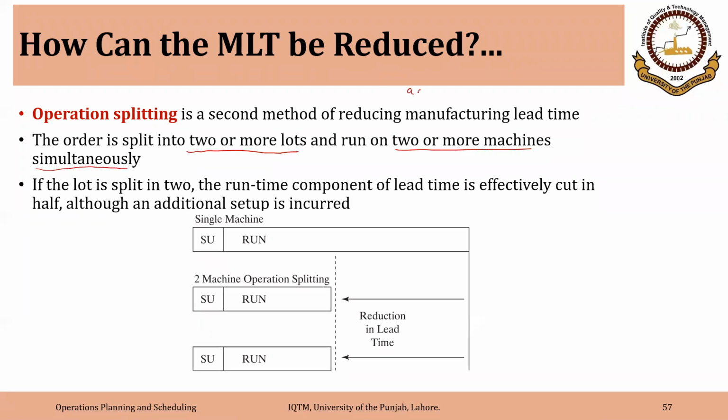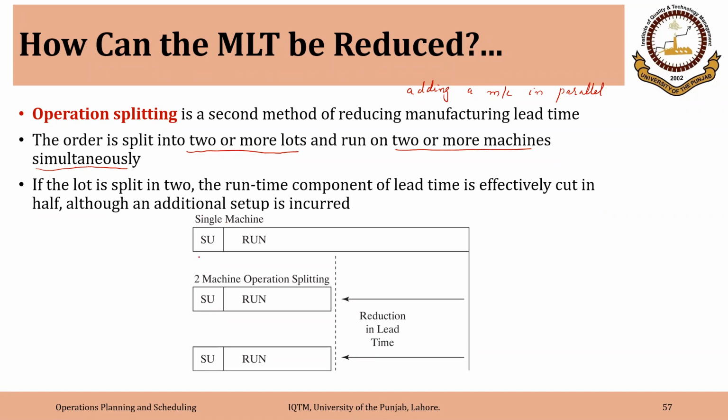So we are actually adding a machine or a resource in parallel. So that is operation splitting. So the same operation is actually being performed on two or more machines. So that is a fancy word, operation splitting, for just the concept of adding one or more machines in parallel. So if the lot is split in two, the runtime component of lead time is effectively cut in half, although an additional setup is incurred.